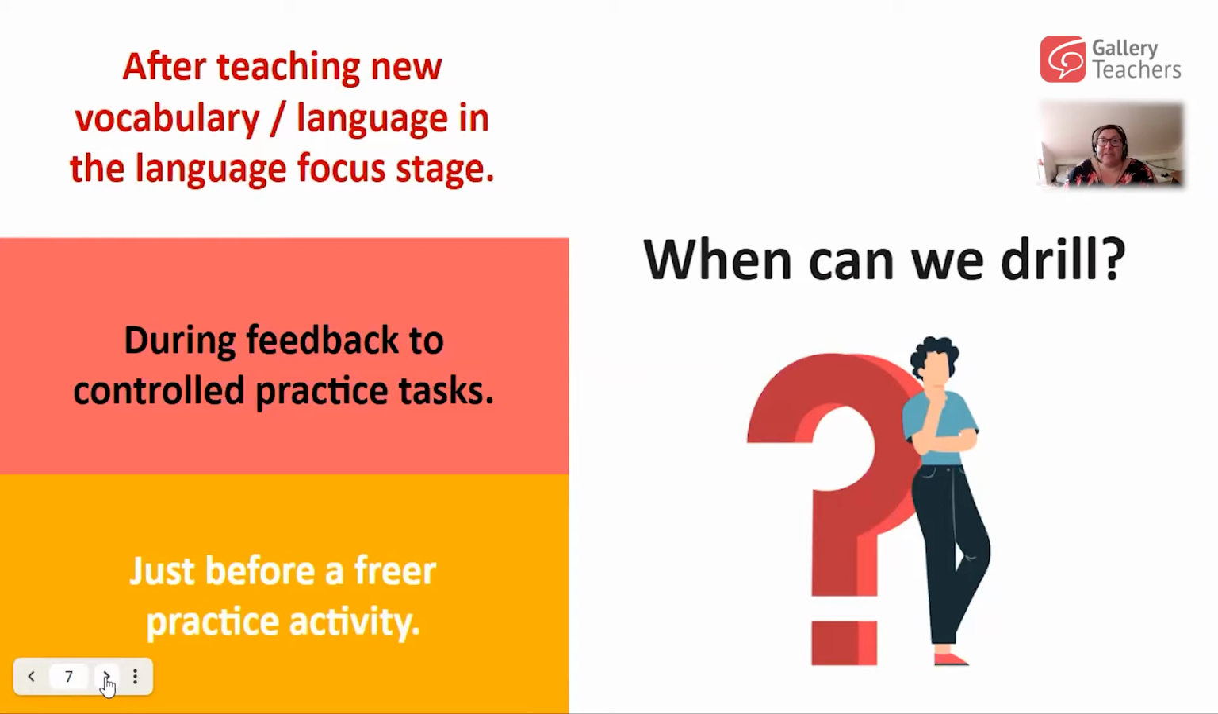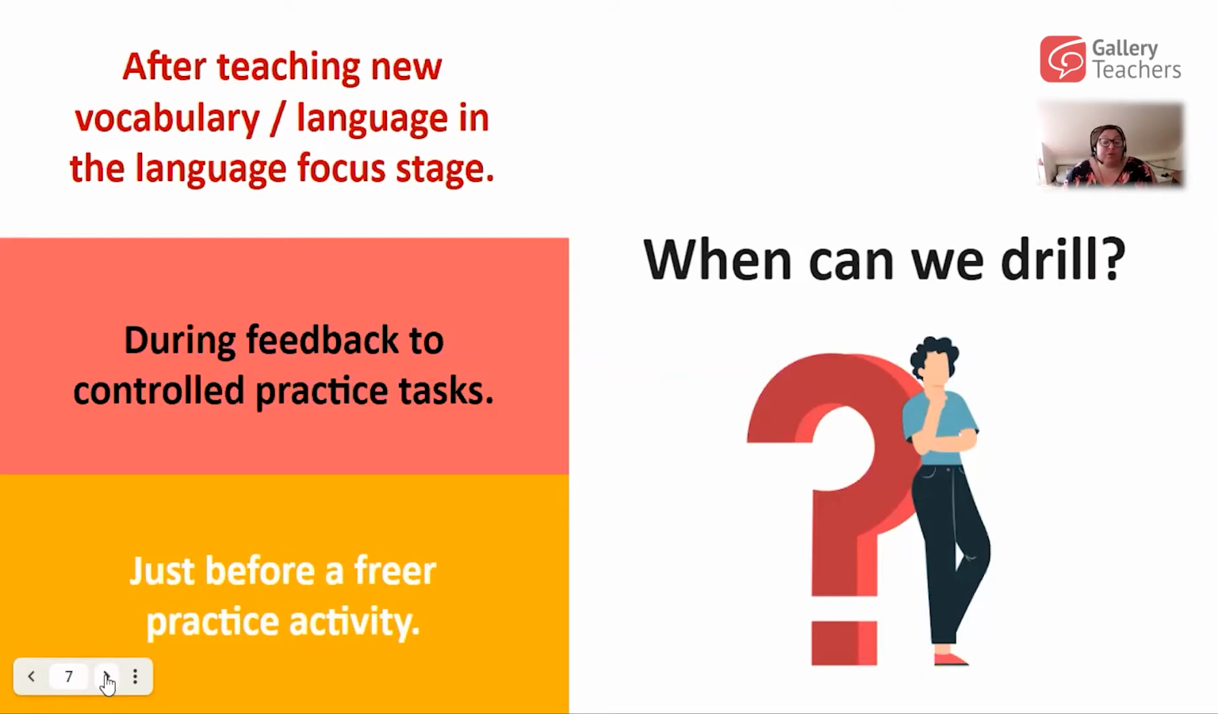Once the students have been given some controlled practice, so that could be a gap fill activity, or it could be an error correction task, or making sentences from prompts. When we're doing the feedback or the answers to a controlled practice task, that's another opportunity to get the students to do some drilling as they give you answers. You might be able to encourage some cross-class communication to get them to focus on pronouncing the target language correctly again.